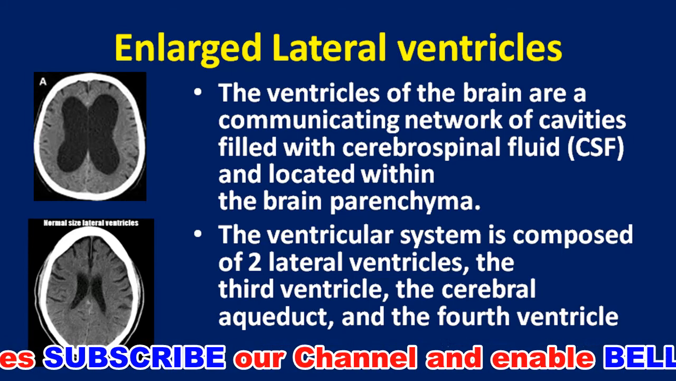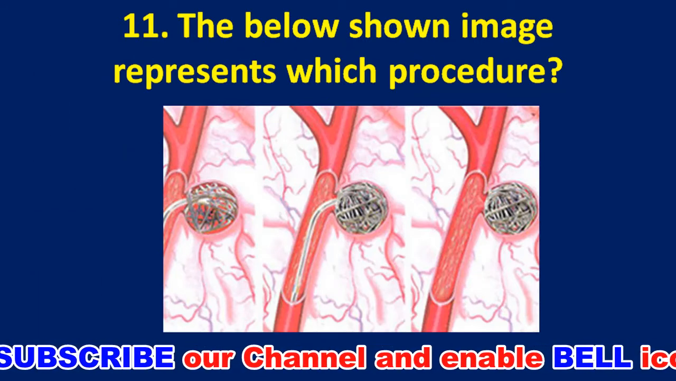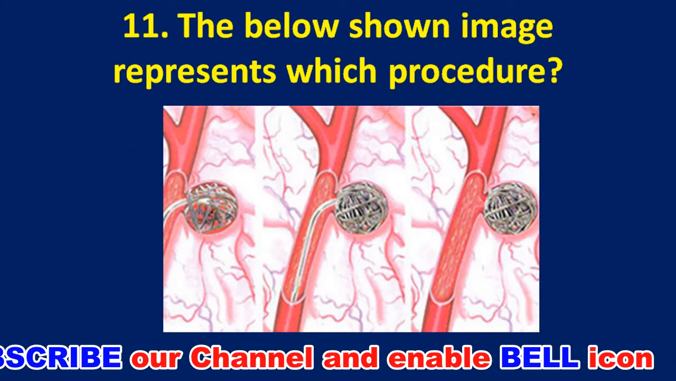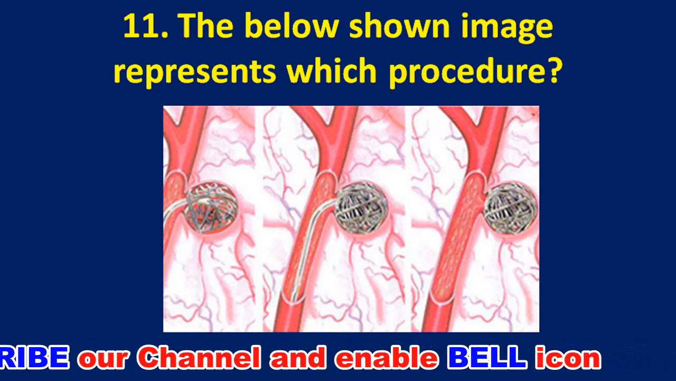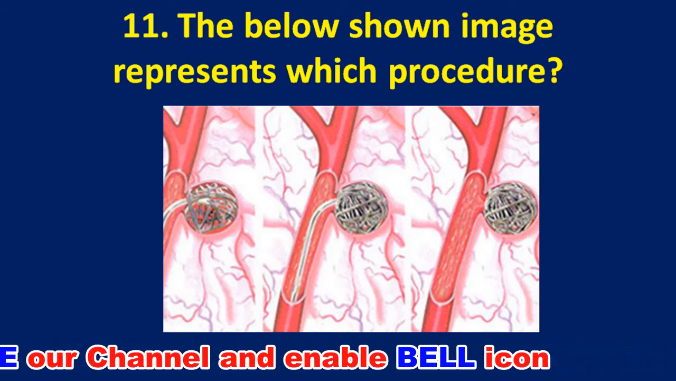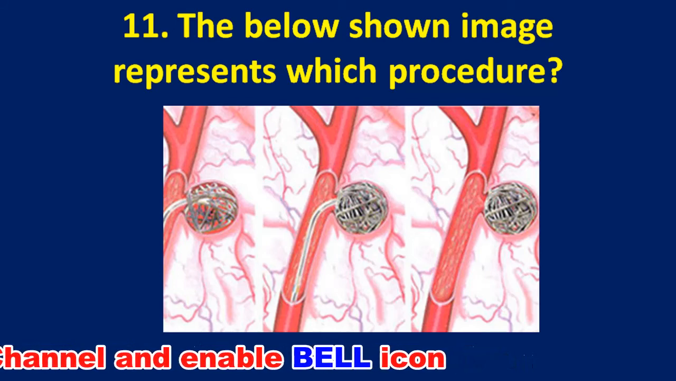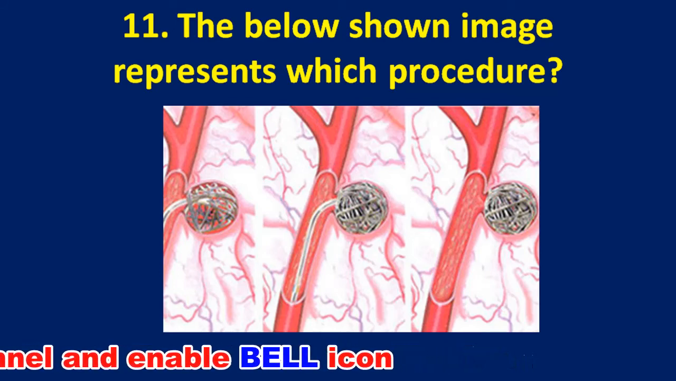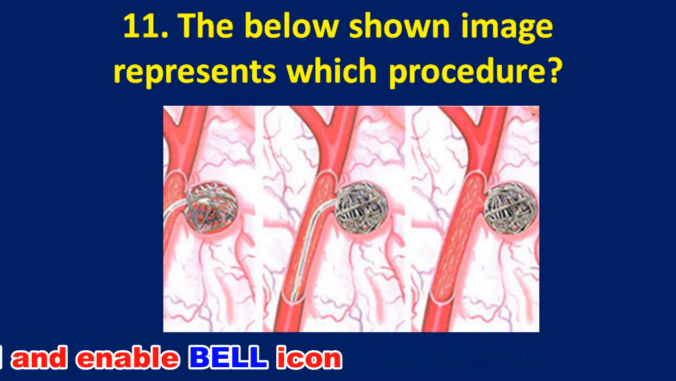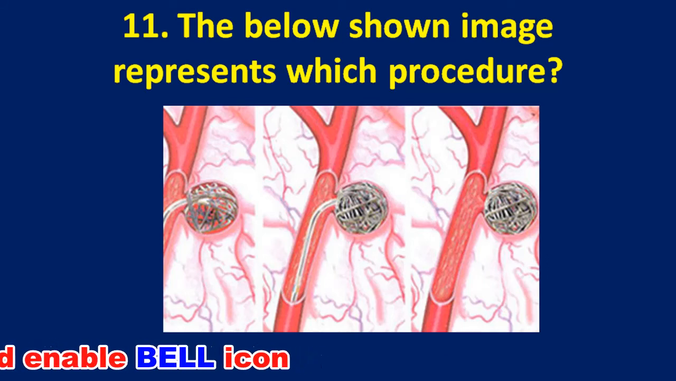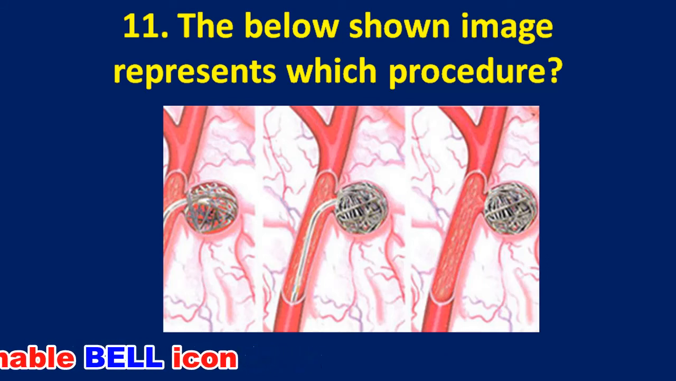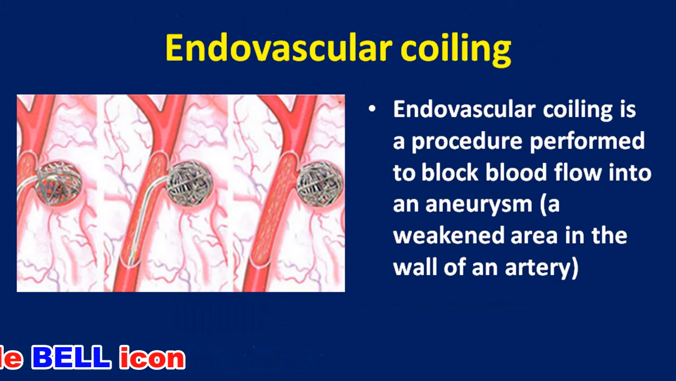Eleventh question. The below shown image represents which procedure? In the image shown, you can see a coil is filled in a cavity. So, what is the name of the procedure? And the coil is inserted through a blood vessel. It is endovascular coiling. Endovascular coiling is a procedure performed to block blood flow into an aneurysm.